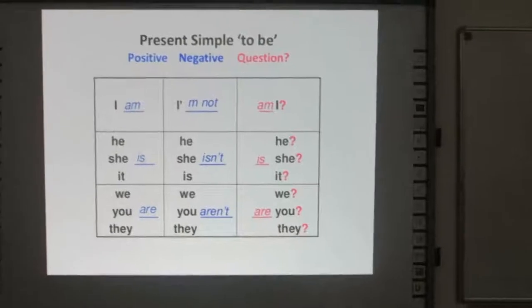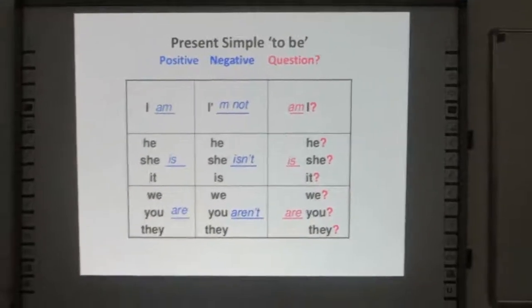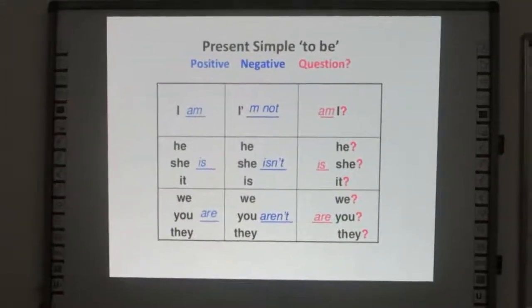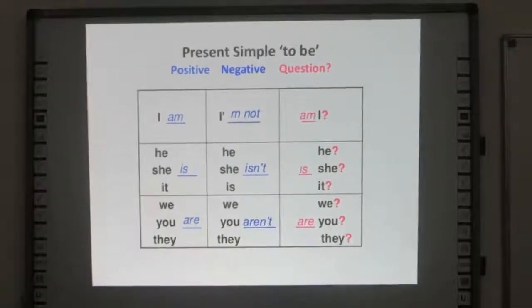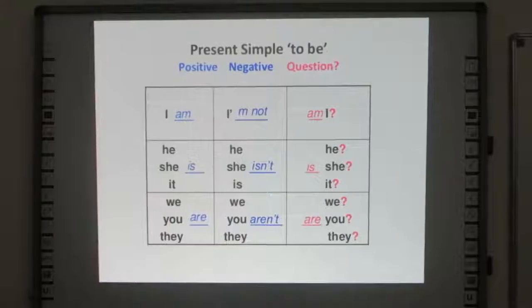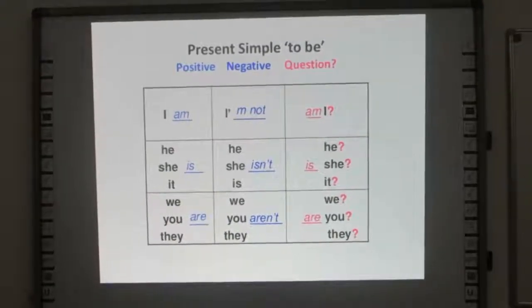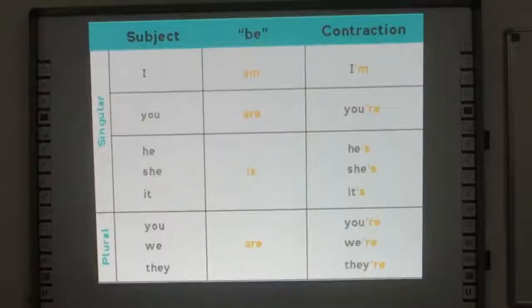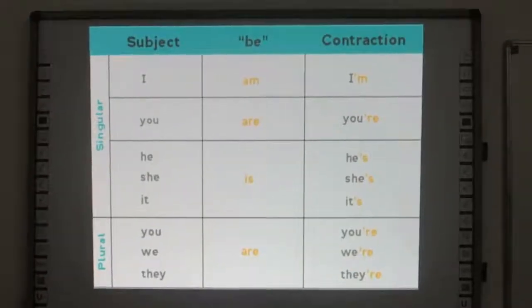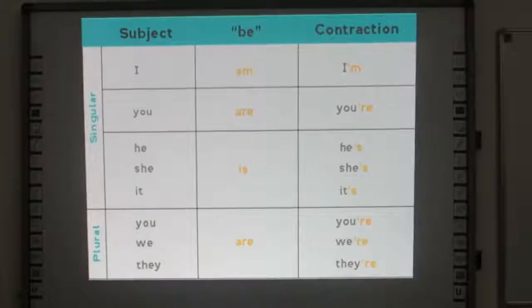Am I? Is he? Is she? Is it? Are we? Are you? Are they? In spoken language, we usually hear shortened forms. I'm, you're, he's, she's, it's, we're, they're.